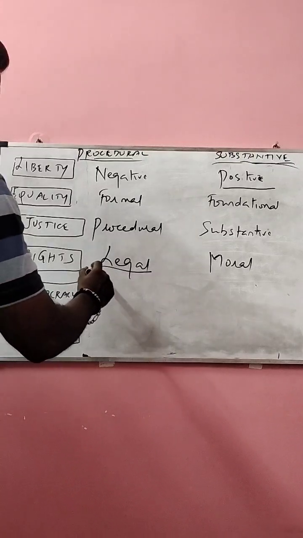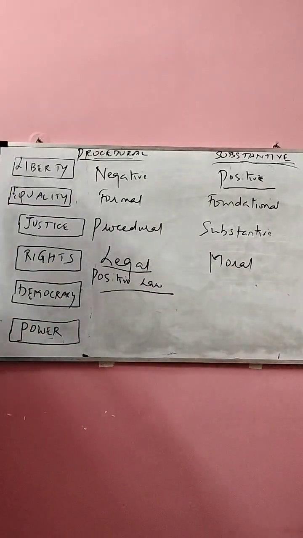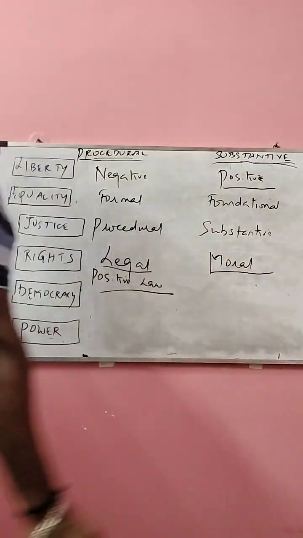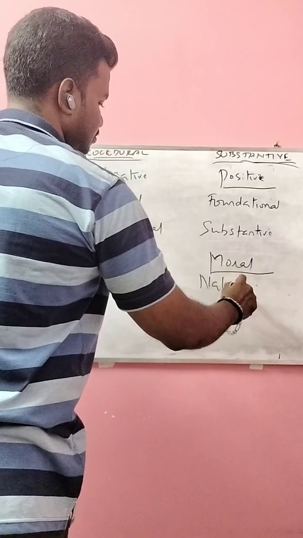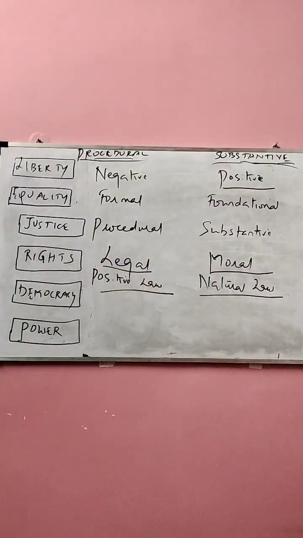It is associated with the positive law. Positive law is man-made law. But rights seen through substantive is called moral rights. It is associated with the natural law. There is a difference between natural law and positive law. Natural law is nothing but certain universal values present within human beings. It does not need any authority for enforcement.